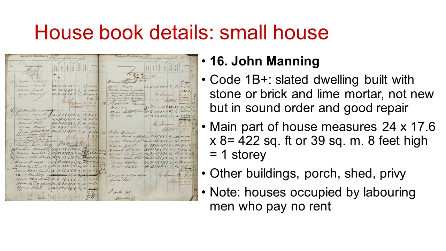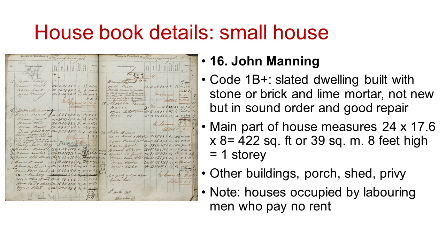This is a small house. John Manning will crop up again. And his house, yes, he's over here. John Manning. His code is 1B again, slated dwelling built with stone or brick, etc. And the main part of his house measures 24 feet by 17 foot 6 by 8 feet. So it's 8 feet high, to the bottom of the eaves. So that means it was a 1-story house. And so the house measures 39 square metres, which is not enormous. 40 square metres would be the size of a small 1-bedroom apartment now. And he has other buildings, a porch, a shed, a privy.